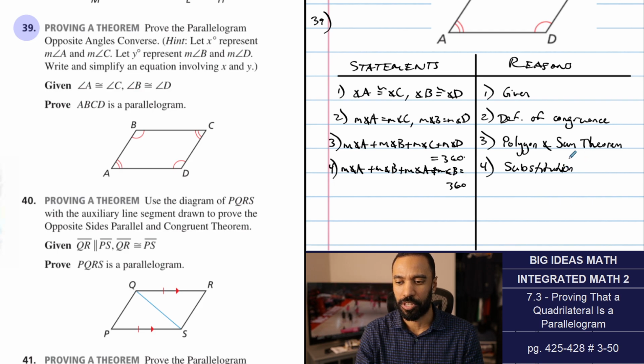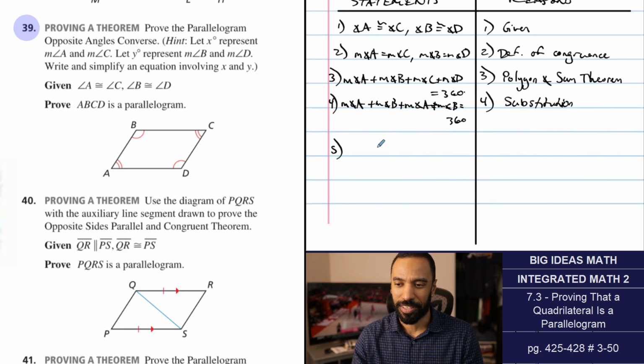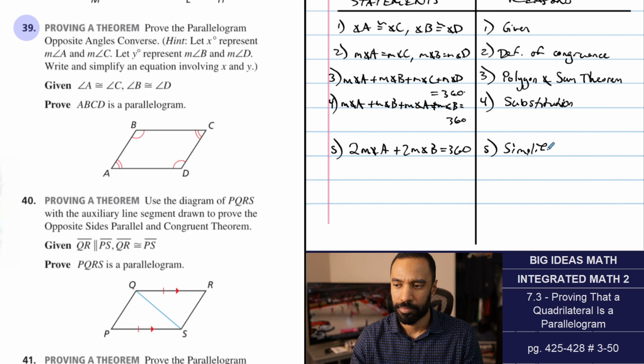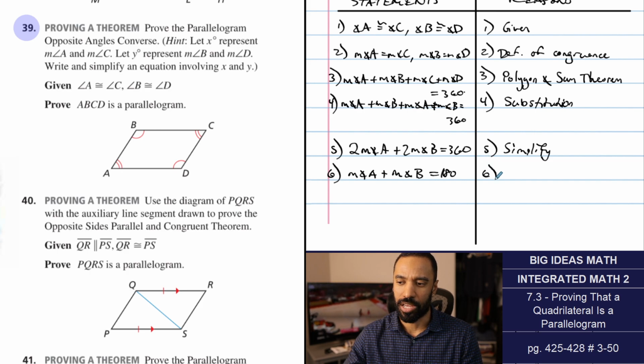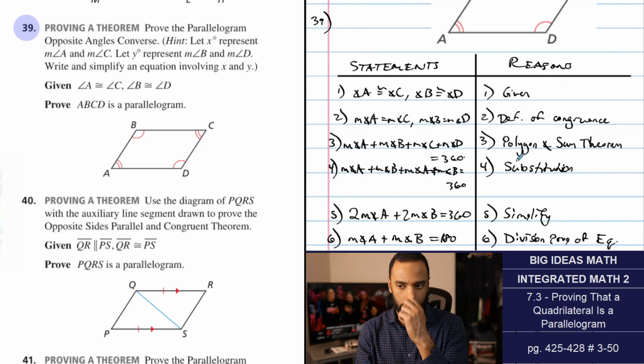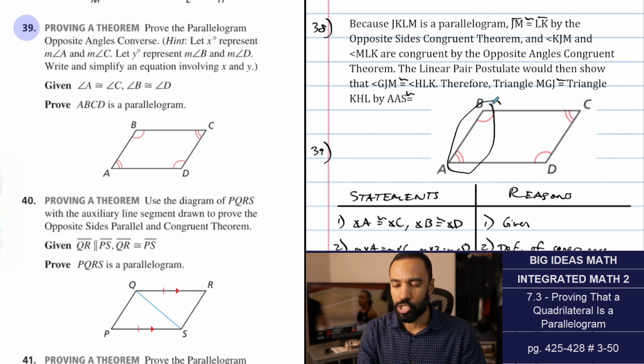I want to put variables in their place. I could probably just put A and B. So now 2 times the measure of angle A plus 2 times the measure of angle B is 360. I simplified. And now if I divide everything by 2, measure of angle A plus measure of angle B is 180. That's the division property of equality. So A and B equal 180. I just said these two add to 180.